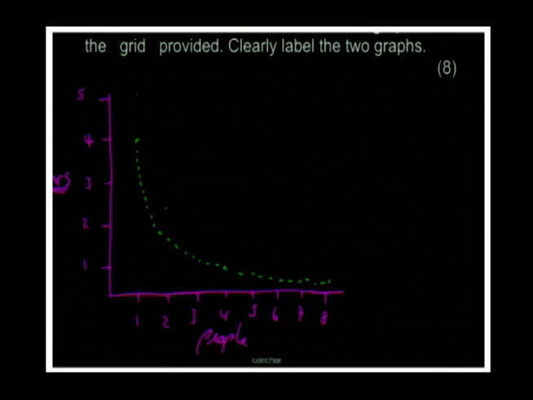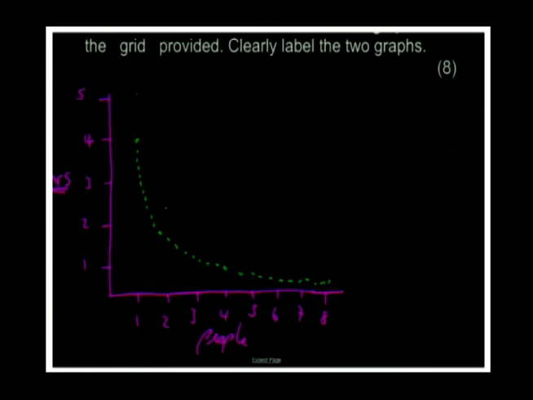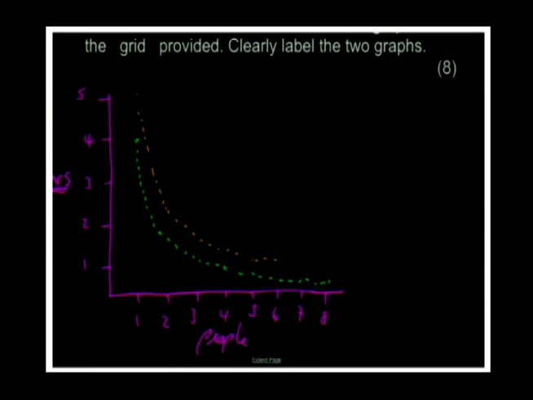Right, we said 4 people we're going to take 1.25 hours, 5 people take 1 hour. Now let's plot this graph as well. And again, this kind of graph has also got a funny little curve to it. Can you see that?